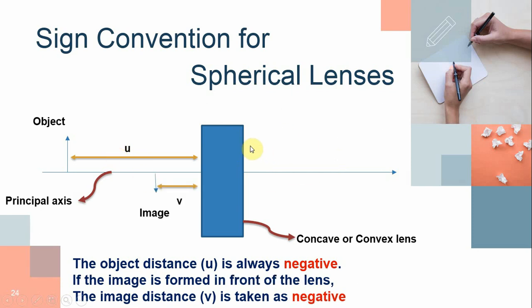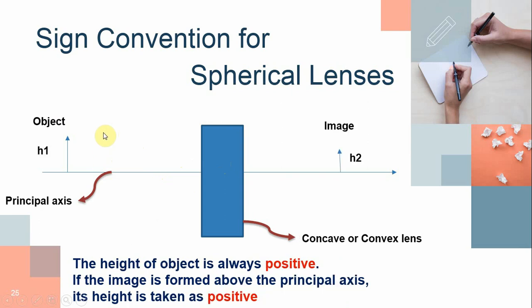And another case, if the object is placed here, the image is formed in front of the lens. In this situation, u is negative and also v is negative, because both the image and object are placed in front of the lens. That means the left side of the lens, so u and v we take negative.